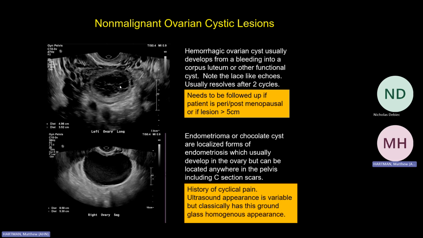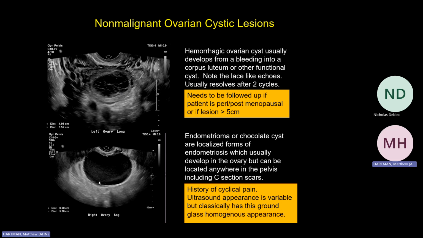This is a premenopausal female. It sort of looks like a cobweb, lace-like. If you hear those terms, we're thinking hemorrhagic cyst. And these will resolve. If it's a larger one, greater than 5 centimeters, we'll follow that 6 to 8 weeks. This is assuming the patient's not in any pain, there's good Doppler flow. That's how we'll follow that up.